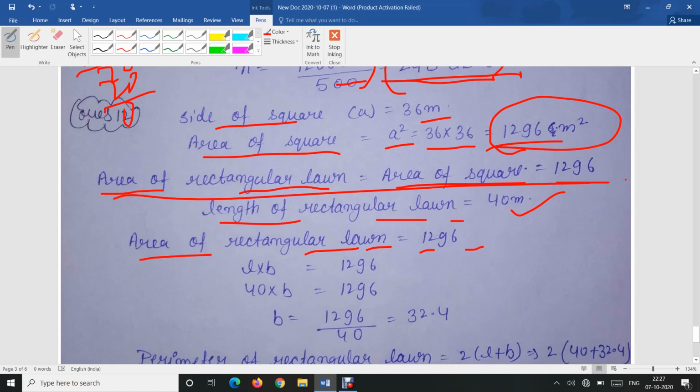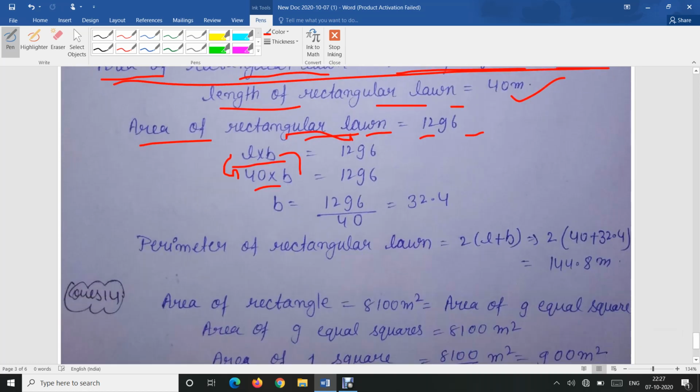So you know the formula for the area of a rectangular lawn, which is equal to length multiplied by breadth. You can put it equal to 1296, because length into breadth and 1296 are both the area of the rectangle. The length is given, which is 40, so you can put 40 in place of L, and B will remain the same because B is missing here. So 40 multiplied by B is equal to 1296, and B is equal to 1296 divided by 40, and on dividing that you get 32.4.